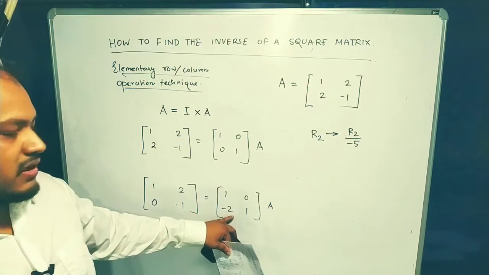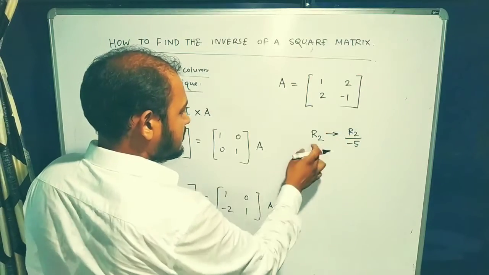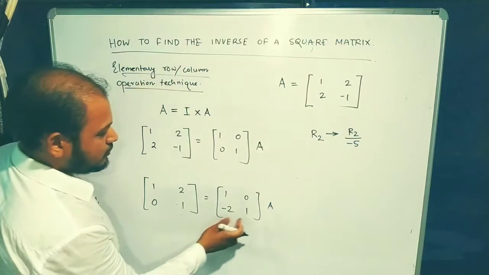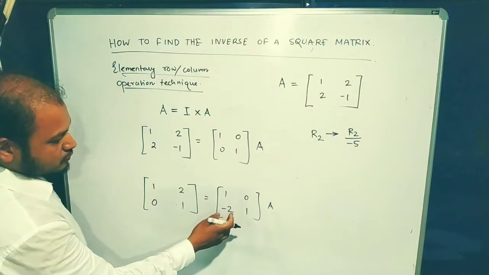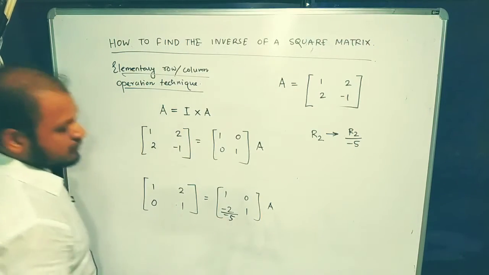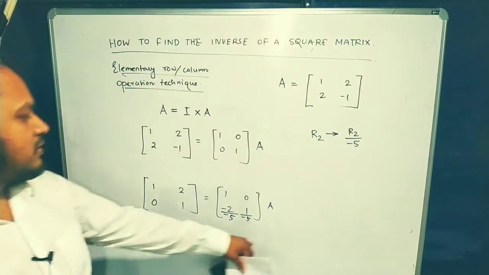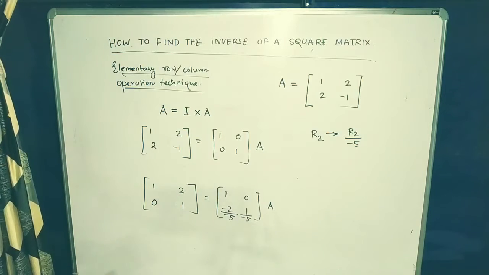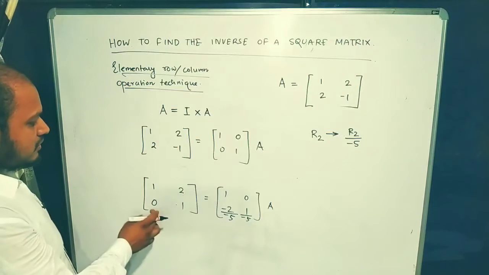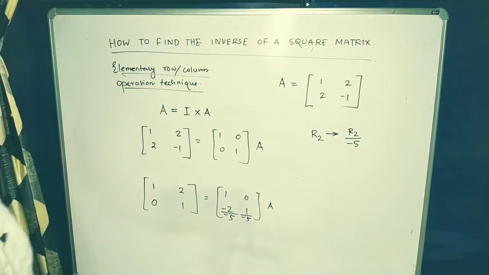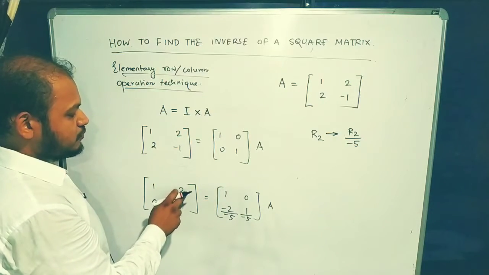You have to do the same operation on the other side. Minus 2 will be divided by minus 5, because we are changing the second row to R2 by minus 5. The second row is this row, and we have to change this row by dividing with minus 5. So minus 2 divided by minus 5, okay, and 1 divided by minus 5. So this equation becomes like this. Now we see that this matrix has started to take the shape of the identity matrix. 0 1, we have the second row ready. What about the first row? We have to make this position 1, same as that, but there is a 2 here. We have to make this position 0.